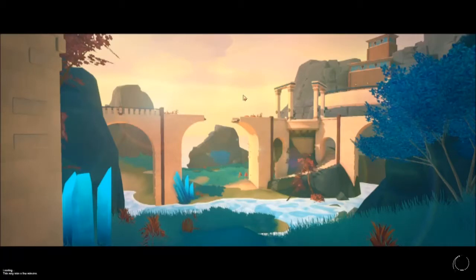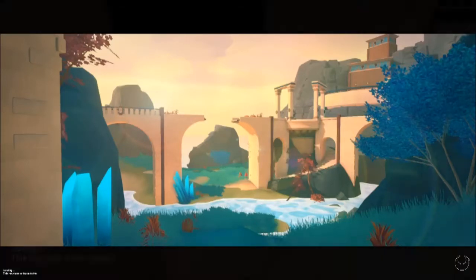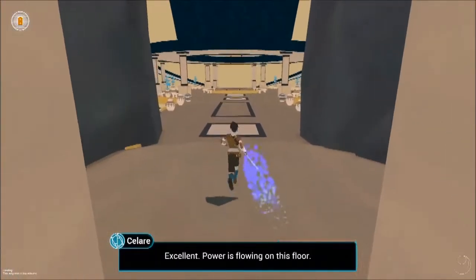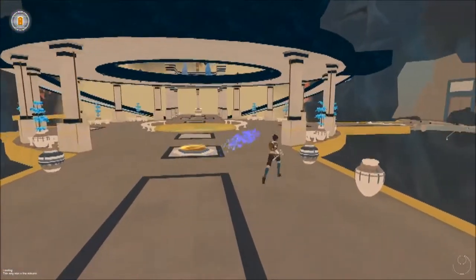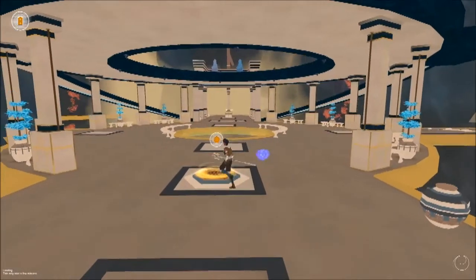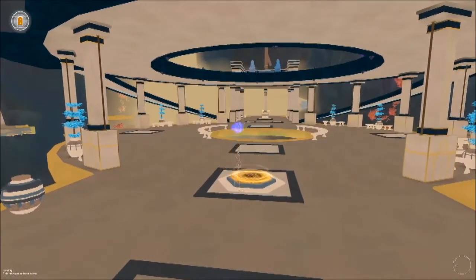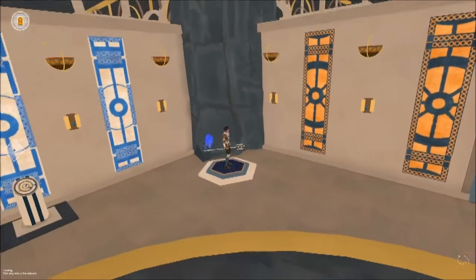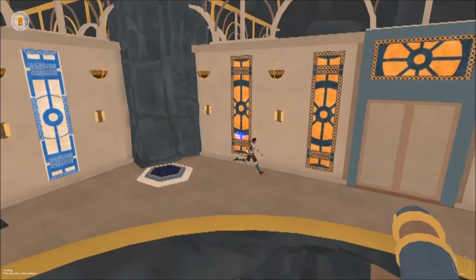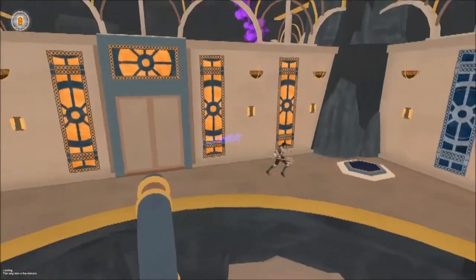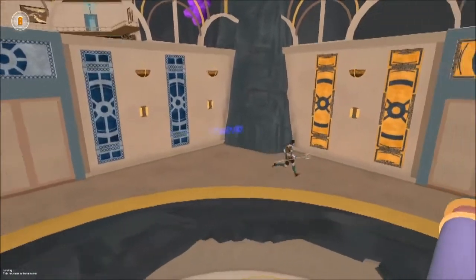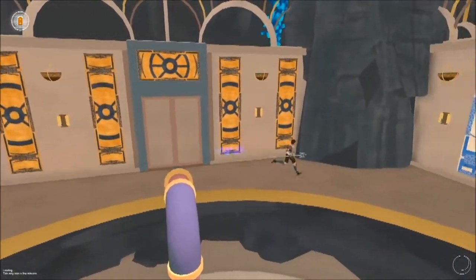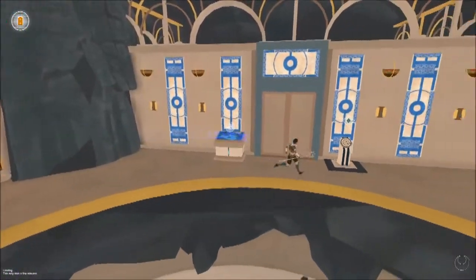But yes, last time there was that room with the rotating stuff. There we are. Power is flowing on this floor. Now, on to the next one. So let's see what happens if I jump on here. There's that lock to the side, and then there's doors this way. Is there anything else around here? So probably that teleporter will activate once we're all sorted. So yeah, no, we're just looking at that first lock.